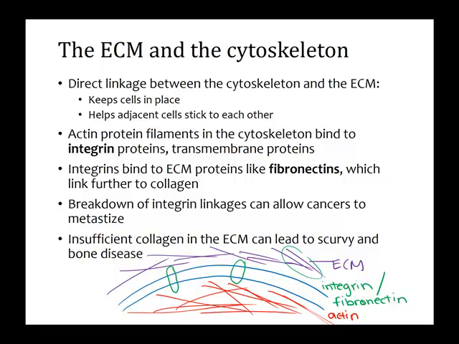Now, what's also interesting is if you can't produce collagen and you can't produce your extracellular matrix, it can actually lead to diseases of the connective tissue of your bone and of your skin. One such disease is called scurvy. So in order to produce collagen, you need vitamin C, right? And no vitamin C equals no collagen equals scurvy.